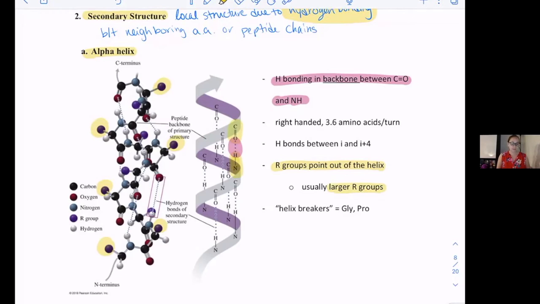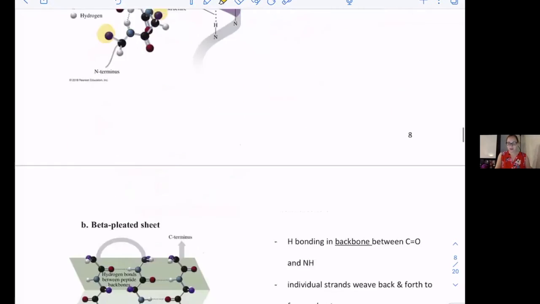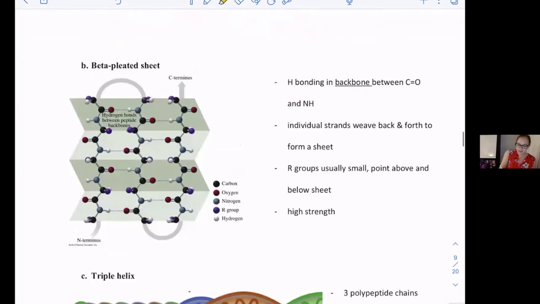The things that will break this really easily, so as soon as you hit one of these, it's going to break apart this chain, are glycine and proline. So if you see a proline in a chain, it's not going to have an alpha helix after that point. Or it could have maybe 2 alpha helices next to each other, but there's a kink in the system. So it's like a ribbon one way, kink, and then another ribbon. The next one is called a beta pleated sheet.